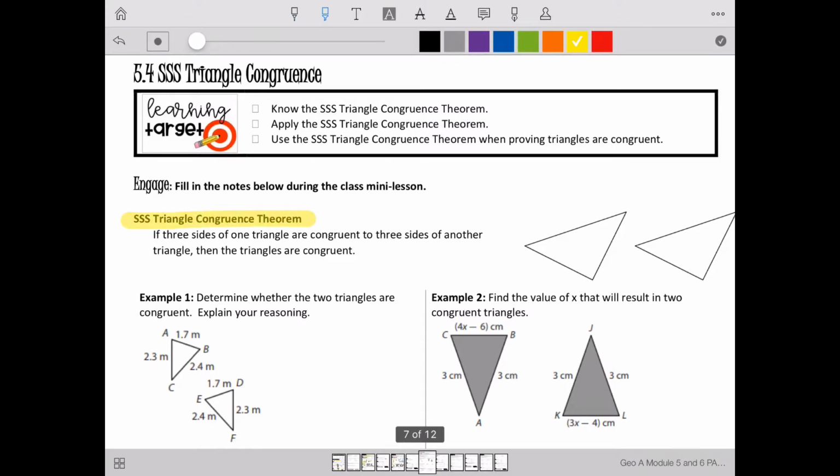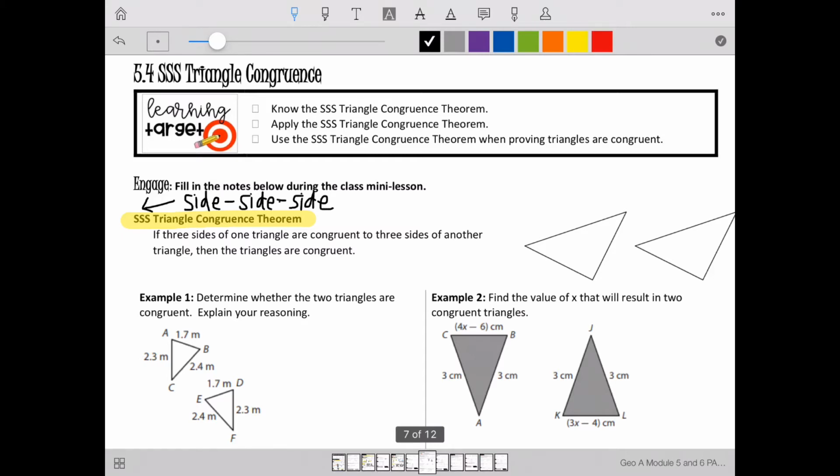So the SSS Triangle Congruence theorem. First, it stands for side, side, side. And what the theorem says is that if three sides of one triangle are congruent to three sides of another triangle, then the triangles must be congruent.